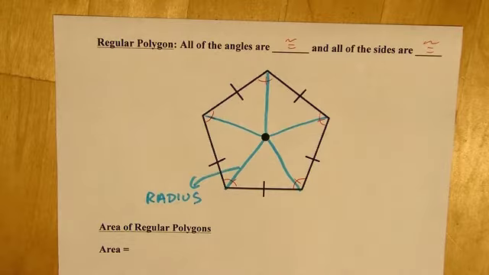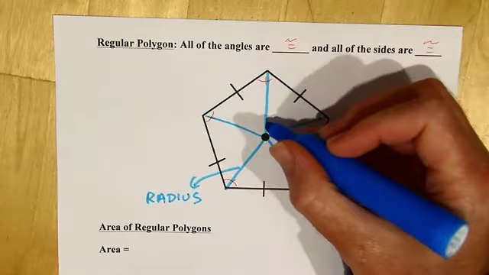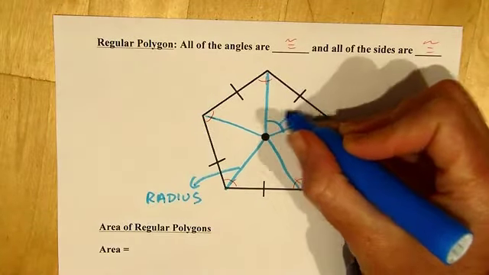Okay? So when we find the area of this later on, you can think of it again as just a bunch of triangles. And if you can find the area of one triangle, you can find the area of the whole polygon. Okay? So a little bit more vocab. This is called a central angle.